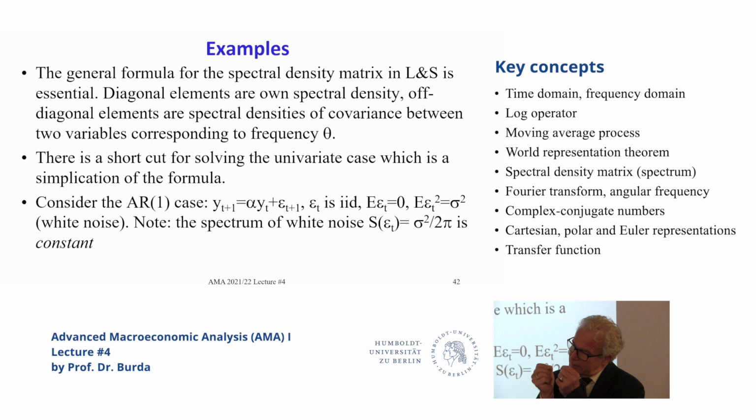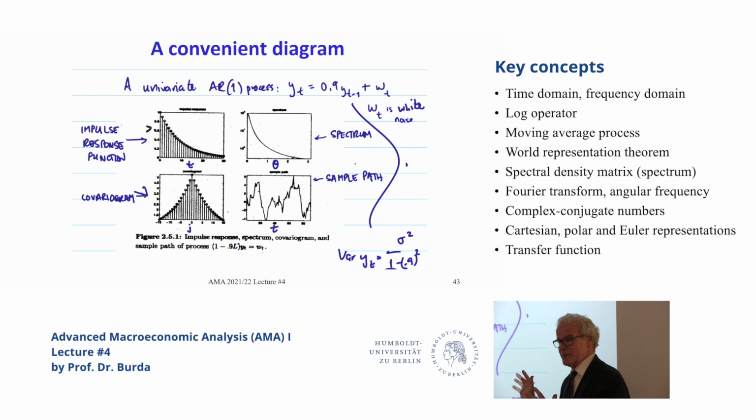This is in Lundquist and Sargent. I've stolen this from them just to make you understand that there's a time domain. This is the time domain representation of a single simulation of a process. And the process involved is a univariate order 1: yt equals yt minus 1 times 0.9 plus white noise. This is the example of 100 periods of simulating one realization.